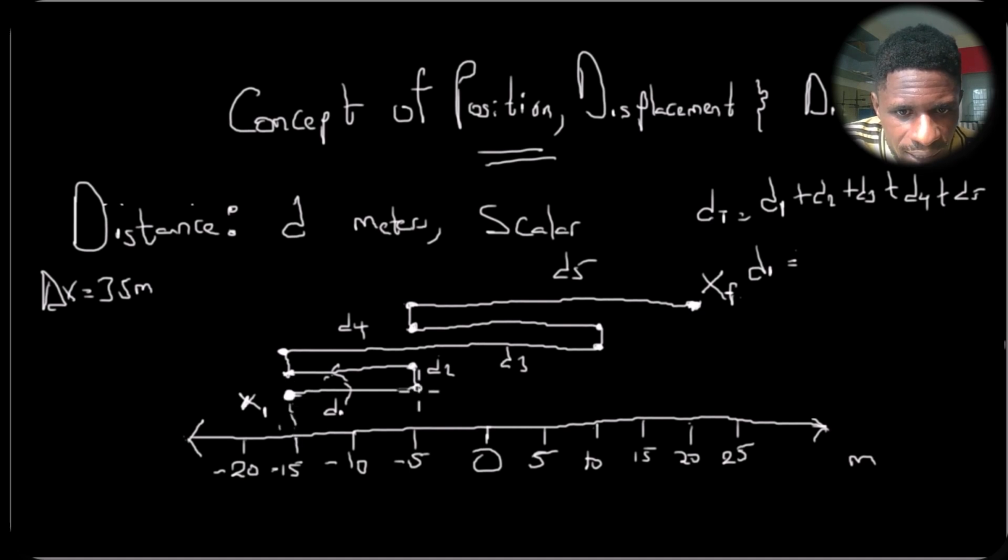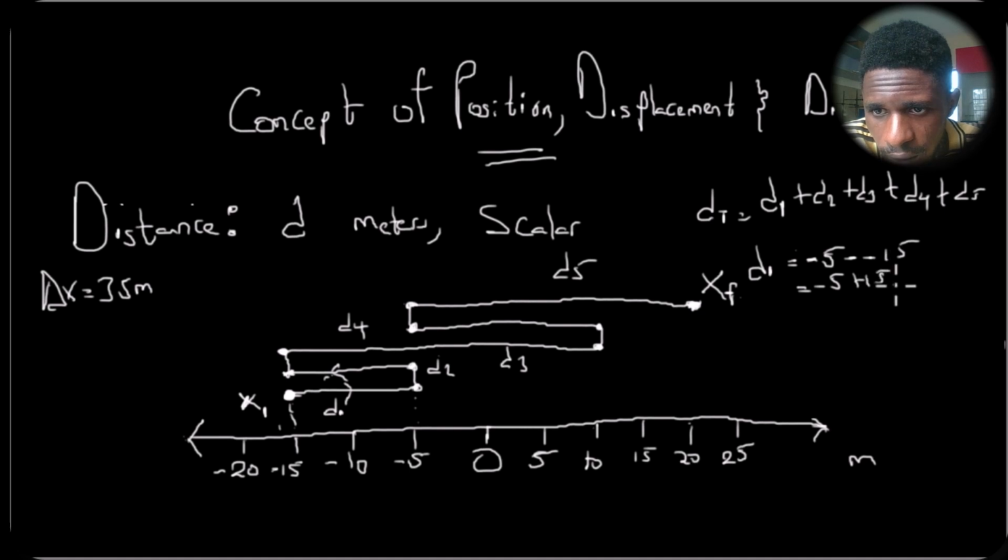My ending point is at minus 5. So originally, I know x final minus x initial. My final point for D1 is minus 5. My initial point for D1 is minus 15. Minus 5 minus minus 15, that's minus 5 plus 15. So that will give me 10 meters. So that's for D1. For D2, D2 will simply be exactly the same thing.